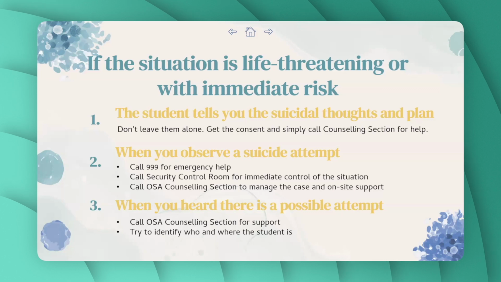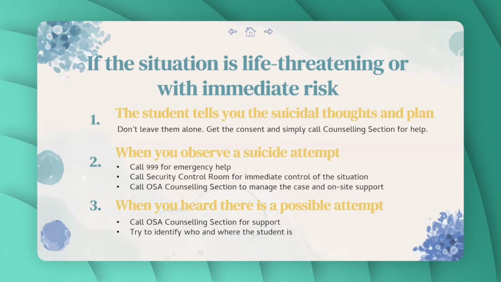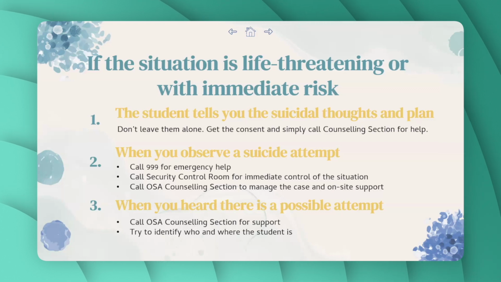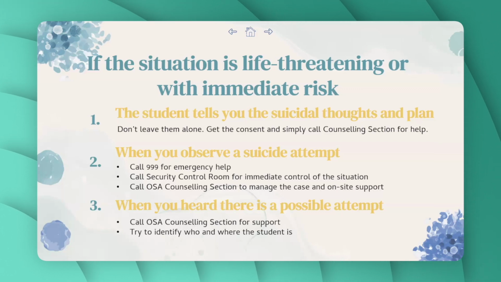So what happens if you observe an attempt right in front of you? Just call. There are 3 parties you have to call. The 999 for emergency, and the security control room. What they do is they control the situation, and then you call us. What we do there is we manage the case or provide some on-site support. Probably we know the student, so we can do some more from there.